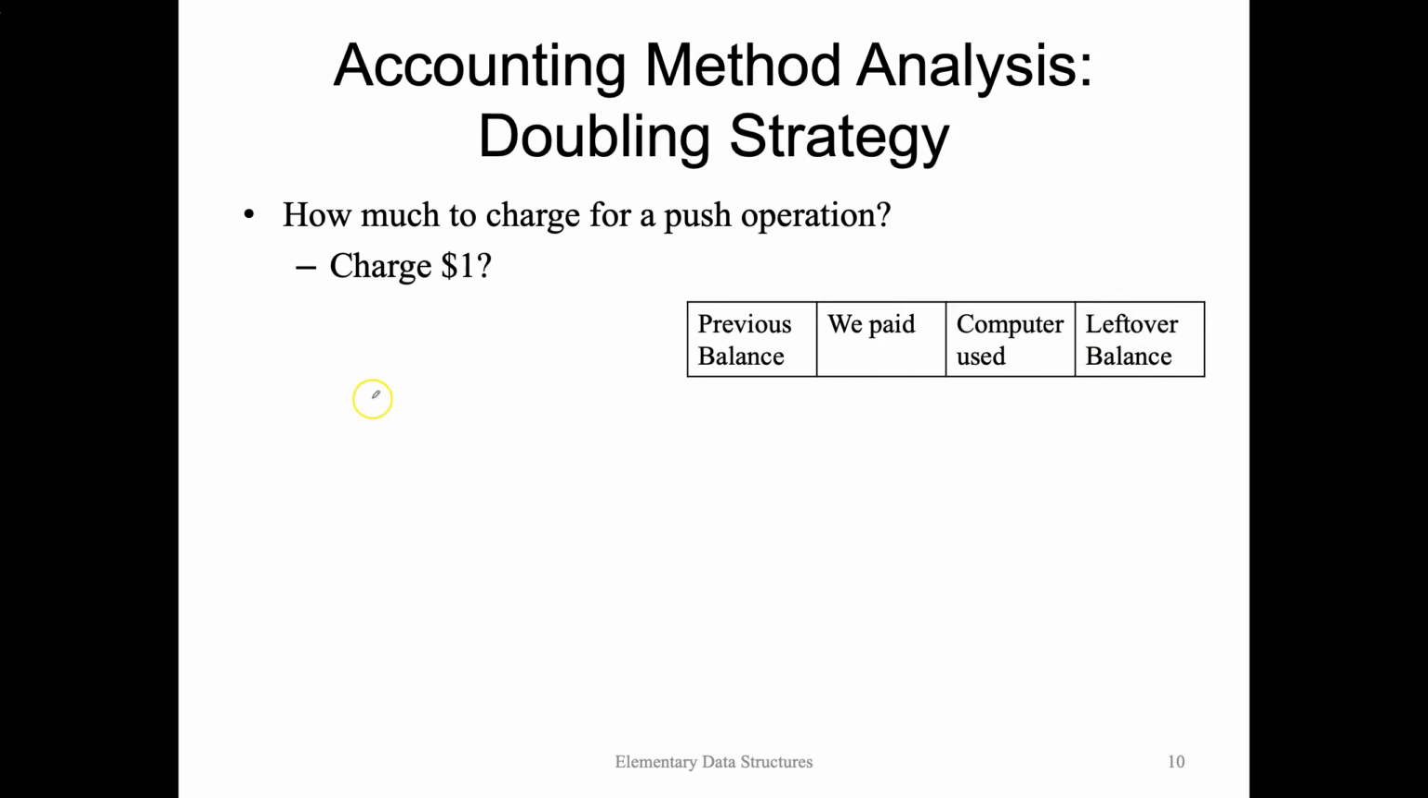So let's consider the first time we call push. We have an array of size 1. Initially, we have no money. We're going to pay, in this case, we're charging $1, so we're going to give the computer $1. And how much does the computer have to use? In this case, it has the array of size 1. It just has to actually insert that element in, which costs 1 primitive operation. We have no money remaining. We paid the computer $1, the computer uses $1, we have nothing left over. So the next time we do this, we still have a $0 balance. And this was our first push.